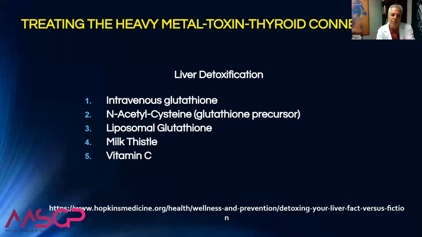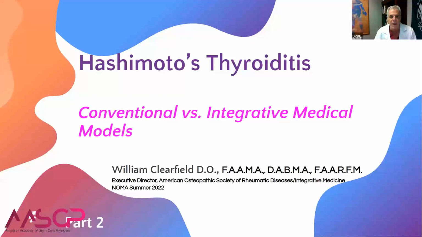A liver detox profile might be intravenous glutathione. Usually glutathione in an oral form has to be liposomal, fat coated. N-acetylcysteine is a glutathione precursor. Milk thistle is another liver detox agent, and you can use high dose vitamin C. We do it in an IV form. If you're going to use intravenous glutathione, you have to separate it from the intravenous vitamin C. Intravenous vitamin C will deactivate glutathione, so keep that in mind.